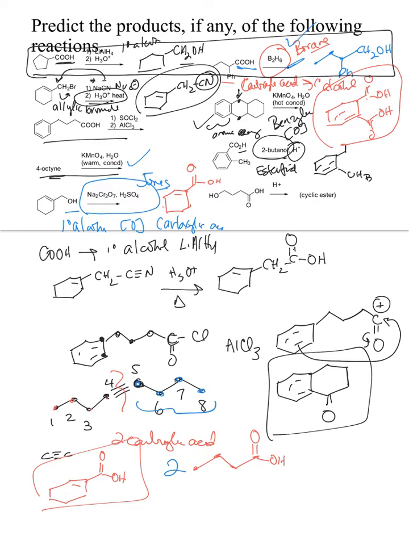So the ester would be here. This is the portion. It's 2-butanol. So let's draw what 2-butanol looks like. 1, 2, 3, 4. So it's this portion that's going to make the ester. There's your oxygen, came from here, and it's connected to your 2. So that is your ester.